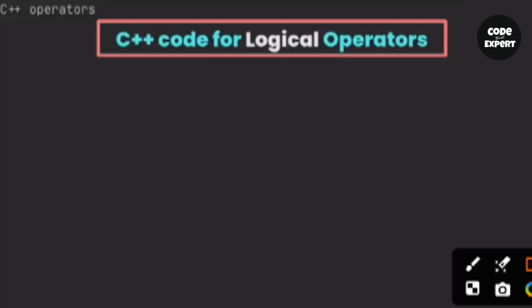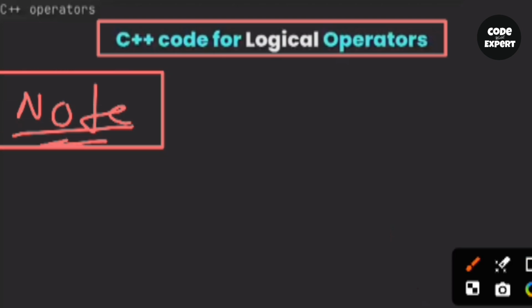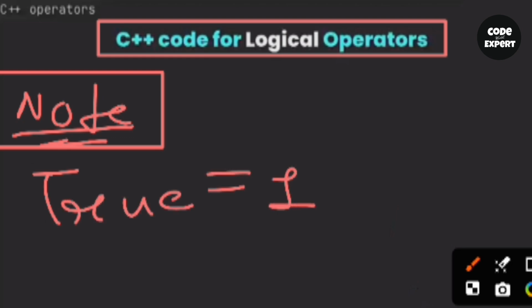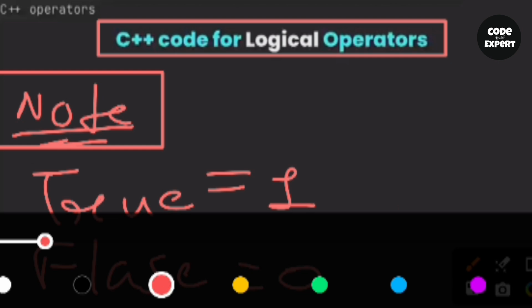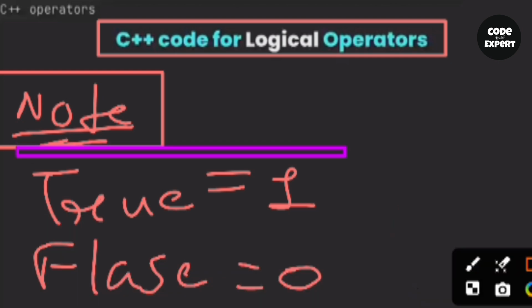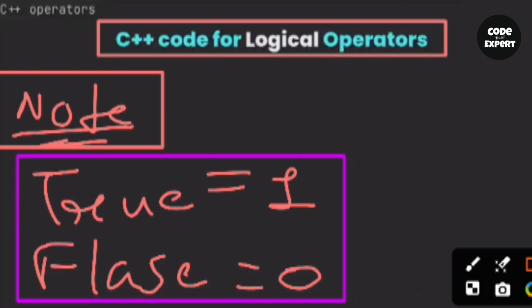Here is a thing to note in your copy: in C++ or computer languages, true is always evaluated as 1 and false is always evaluated as 0. So don't get confused by these two numbers if the code gives you 0 and 1.